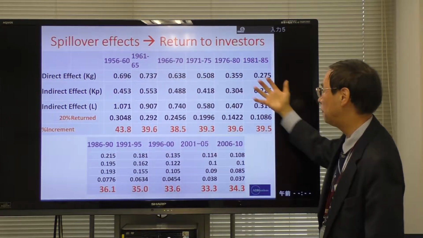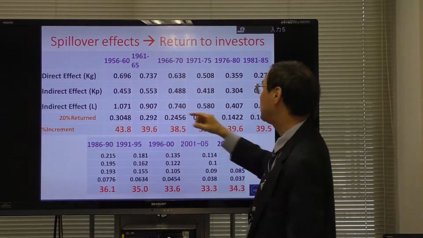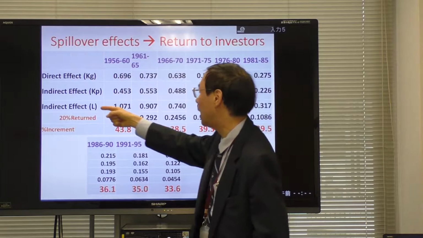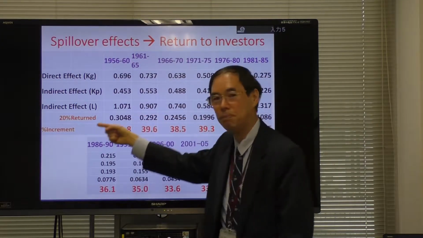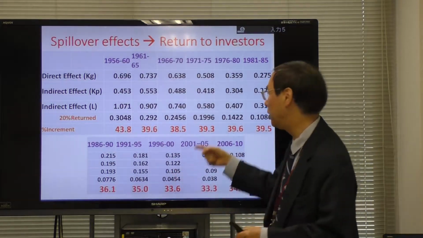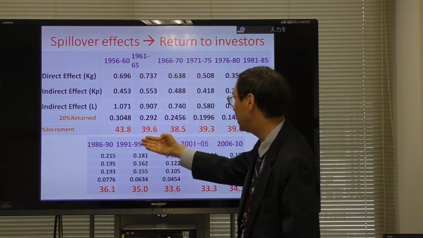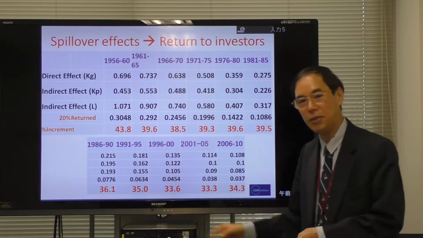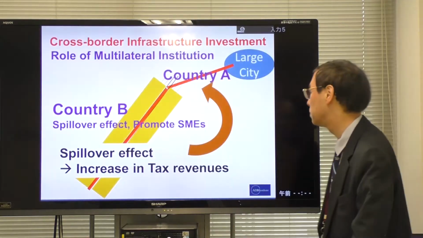I'm using Japanese infrastructure investment. First row is direct effect. Second row is indirect effect coming through private economic activities. And third row is coming from creation of employment. Then suppose 20% of GDP is taxed, corporate tax and income tax. Suppose all of those tax revenues are returned to the investors, how much will it increase the rate of return? As you can see here, during the high growth period, about 43.8% the rate of return would have increased. And even recently, 33% or 34% can be increased by bringing those tax revenues to the investors.